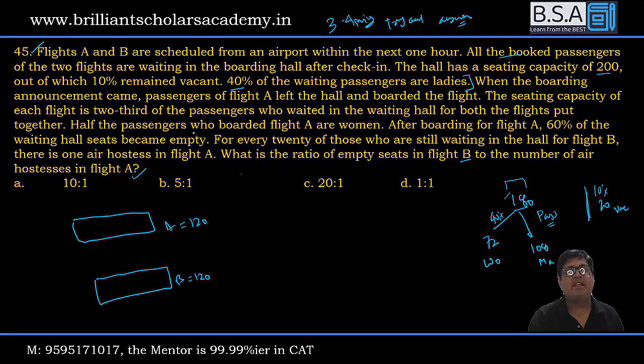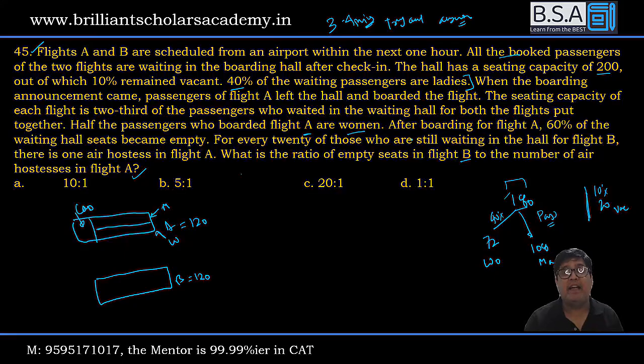Half of the passengers who boarded A are women. How many are boarding? You and I do not know how many are boarding. There will be some cabin crew, and half of the boarding passengers are men and half of them are women. It does not say the whole flight is booked. The seating capacity of each flight is 2/3 of those who waited. We have read this. Half of the passengers who boarded A are women. We need to do something with this.